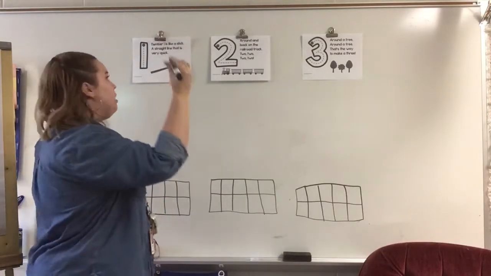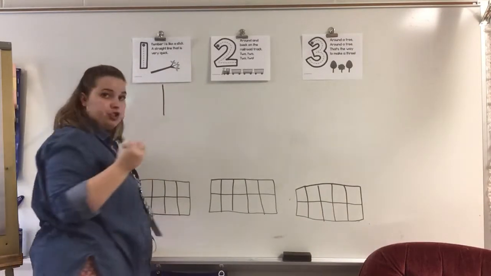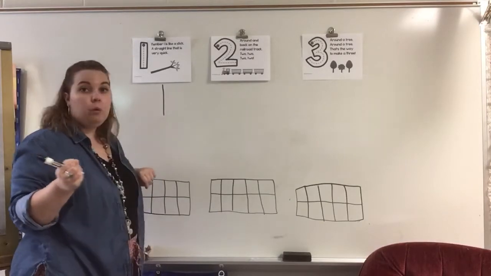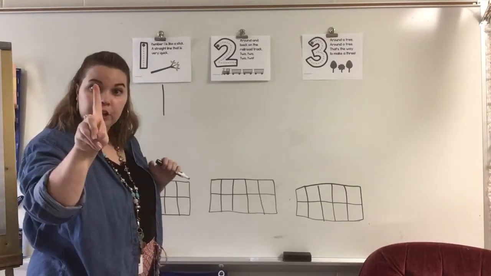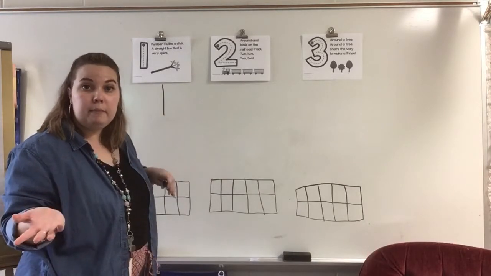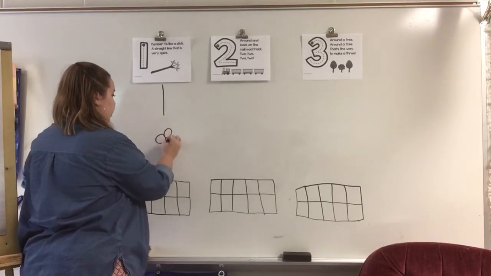Let's write our number 1s. Number 1 is like a stick, a straight line that's really quick. There's my number 1. We said we could show one finger. We could write the numeral or the number 1. We could draw in a picture. I'm going to draw a picture of one flower.